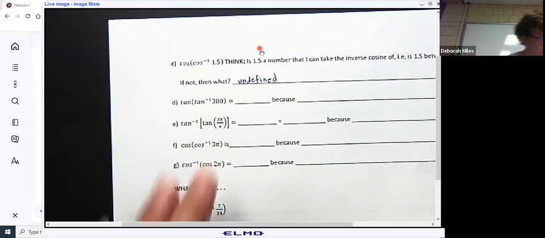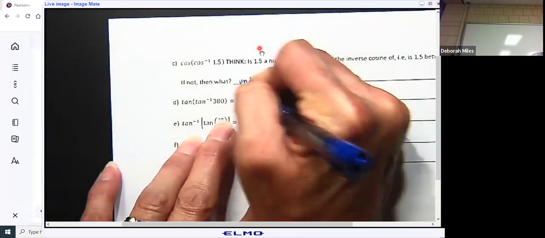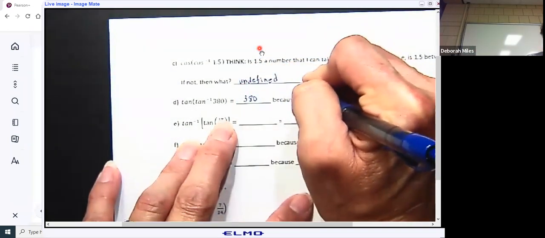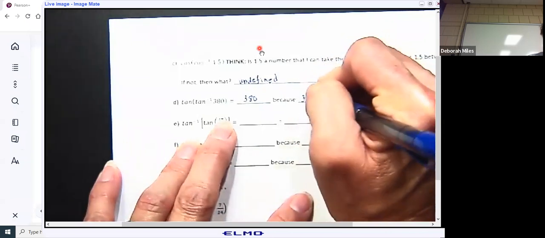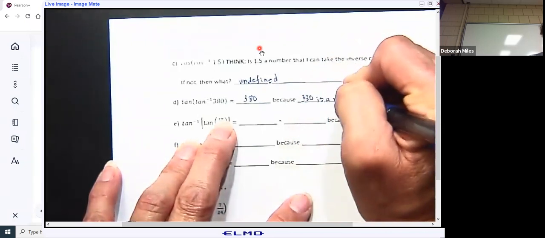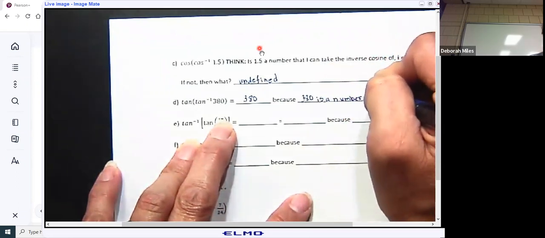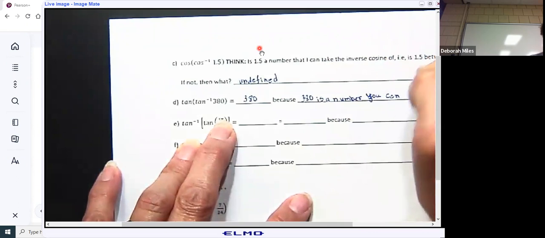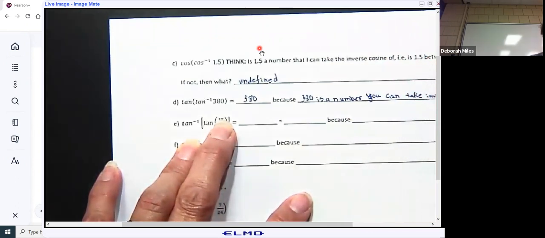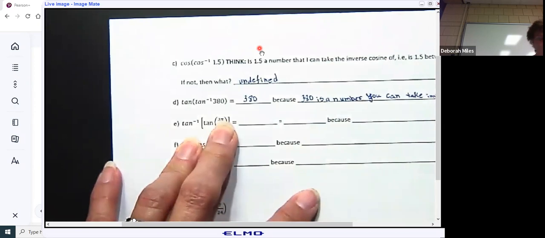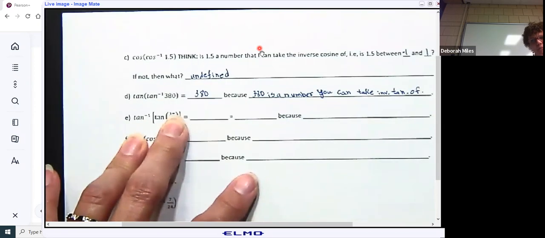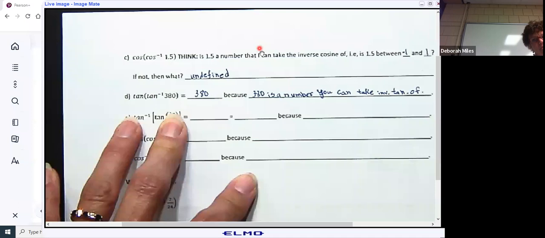Because 380 is a number you can take inverse tangent of. I think that sentence might get me a bad grade in comp.